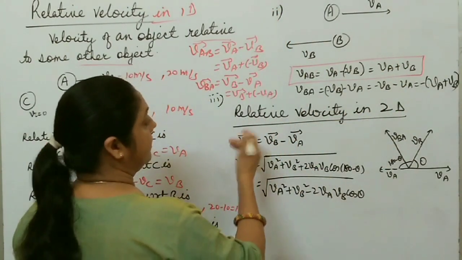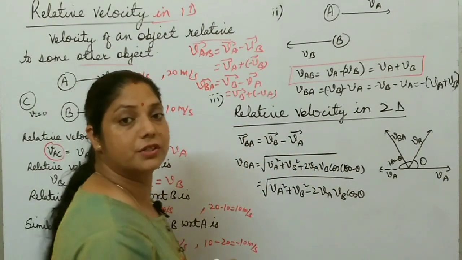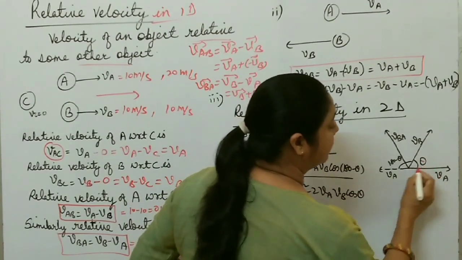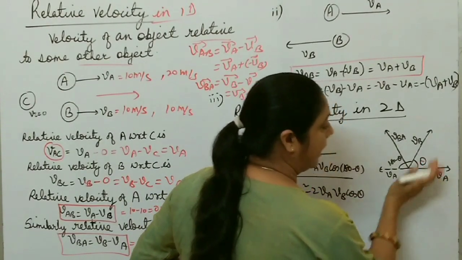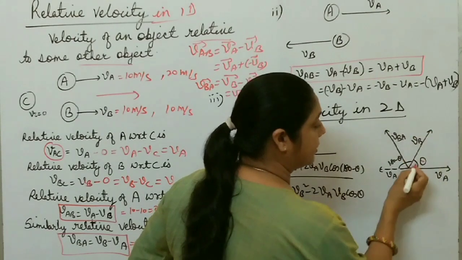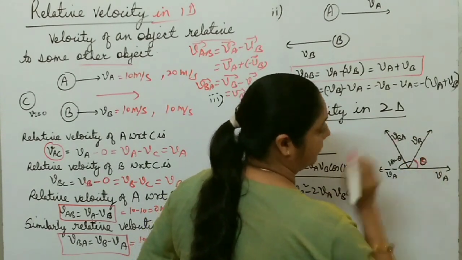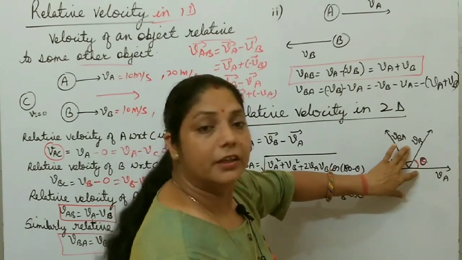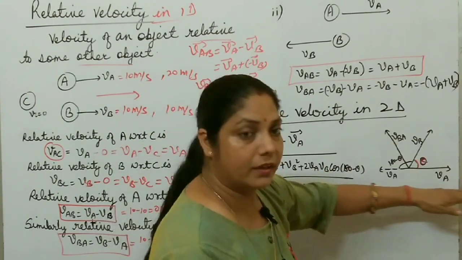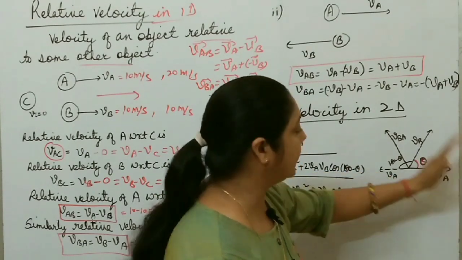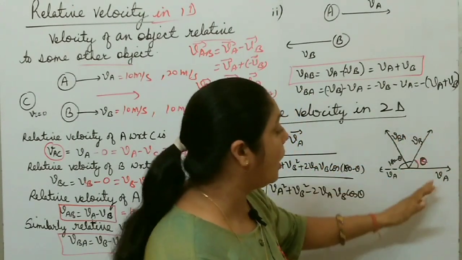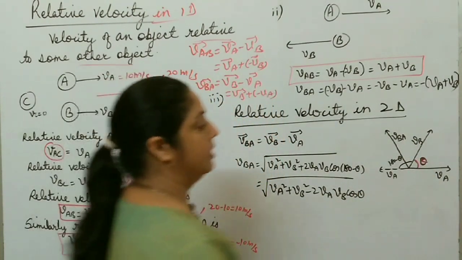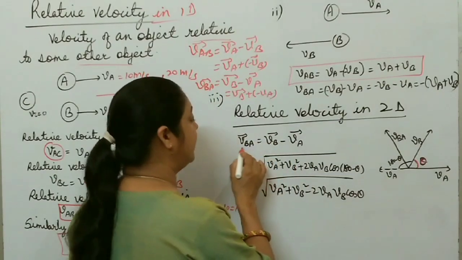But in this chapter, we have to discuss relative velocity in a plane. Plane means two dimensions. Suppose one object is moving along this direction and another object is moving along this direction. The angle between these two velocities is theta. Now the velocities are in two dimensions. What is the relative velocity of one object with respect to another? How do you find it? Suppose you have to find the relative velocity of B with respect to A.